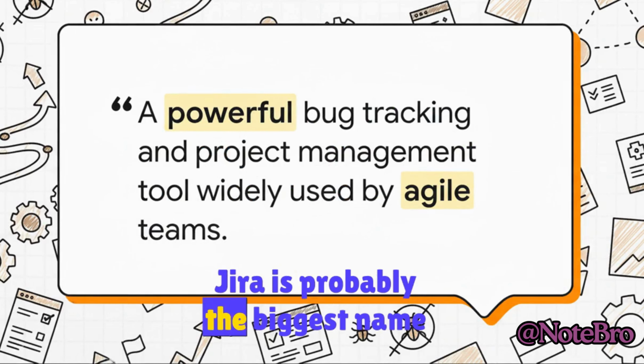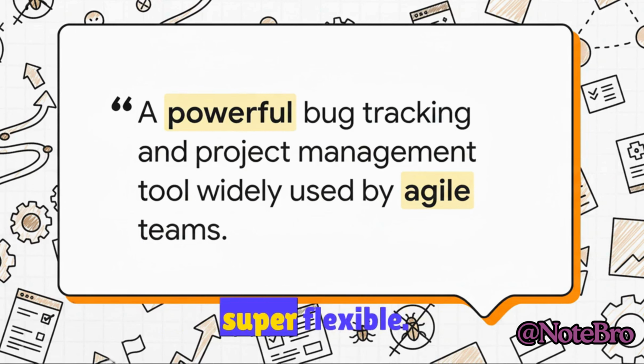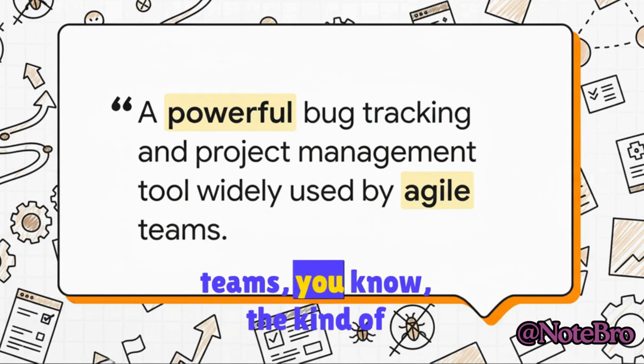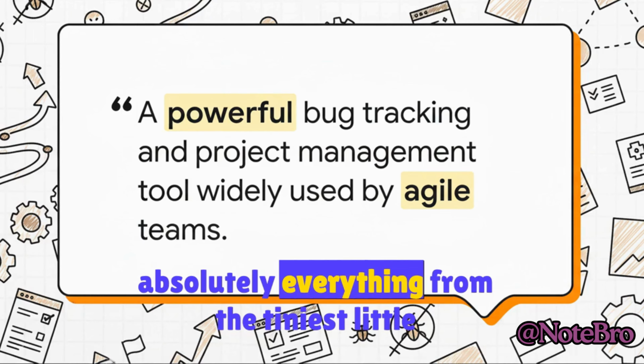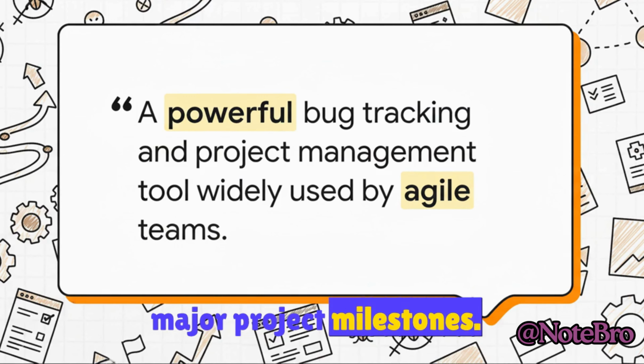Jira is probably the biggest name on that list. It's a powerhouse, incredibly powerful and super flexible. That's why it's such a huge hit with what we call agile teams. The kind of fast-moving teams that have to adapt on the fly and track absolutely everything from the tiniest little glitch all the way up to major project milestones.